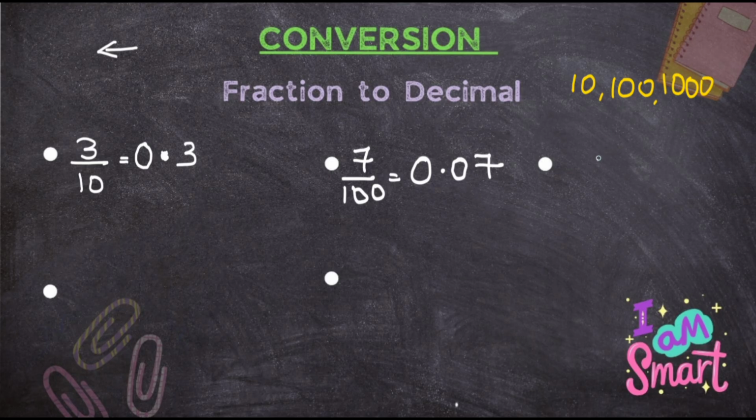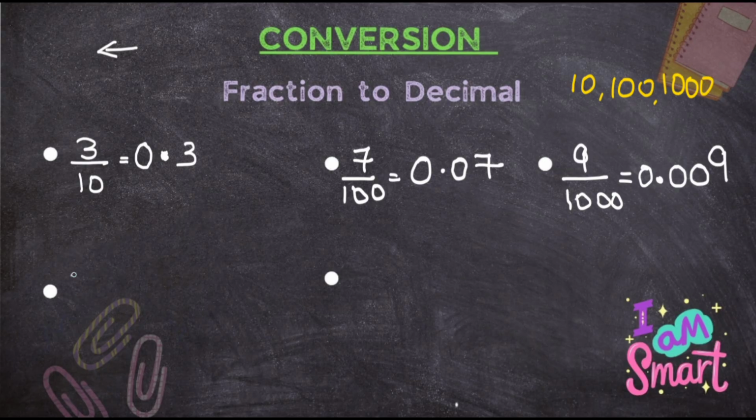Now let's check another question. 9 upon 1000. Okay. First step, write the number in the numerator. I wrote it. Now check how many zeros are there in the denominator. 1, 2, 3. That means I have to leave 3 digits from the right and put the decimal point. 1 digit is already done. So put another digit which will be 0, another digit which will again be 0, and then put the point. Once I'm done with putting the point, just write 0. So your answer for this fraction 9 upon 1000 will be 0.009.